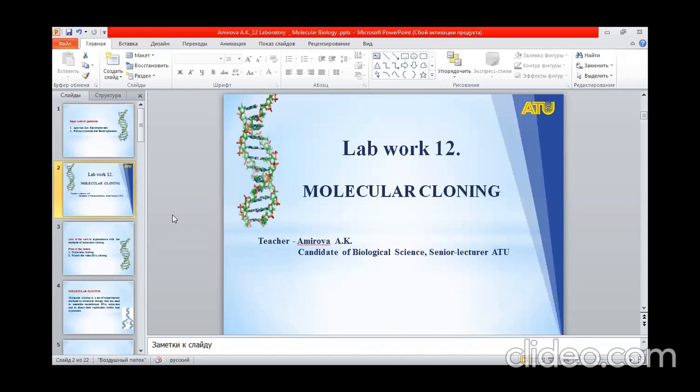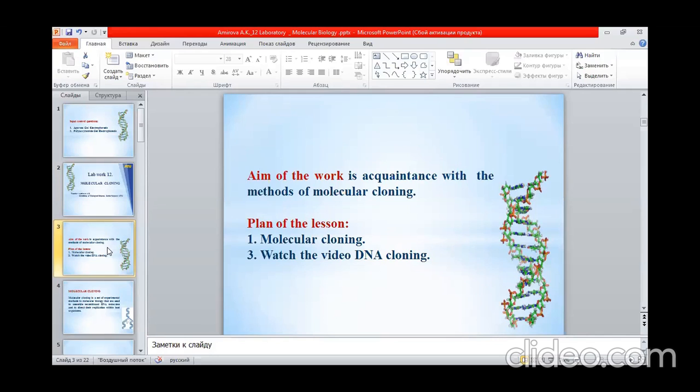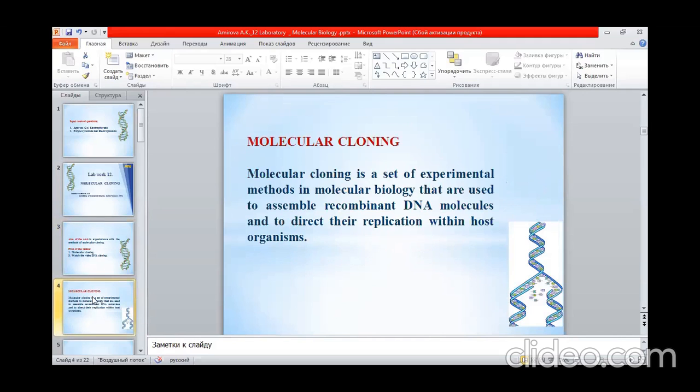Today, the topic of our lesson, laboratory work 12, molecular cloning. Aim of the work, to study the methods of molecular cloning. Plan of the lesson, molecular cloning, and watch the video, DNA cloning. Molecular cloning is a set of experimental methods in molecular biology that are used to assemble recombinant DNA molecules and to direct their replication within host organisms.